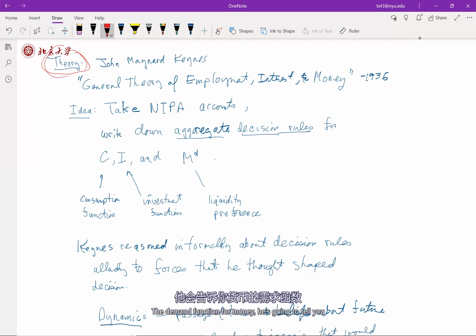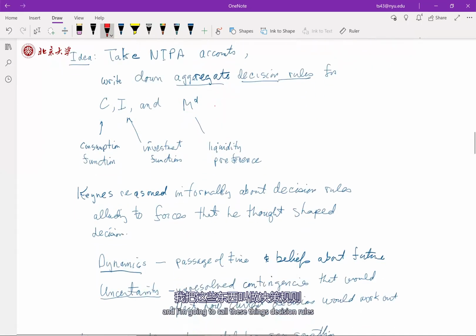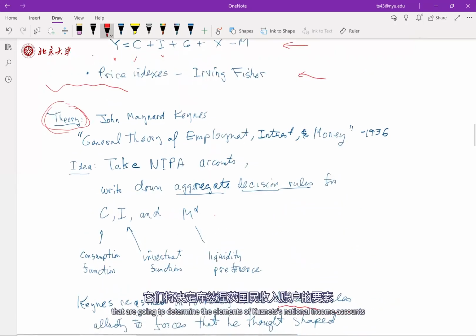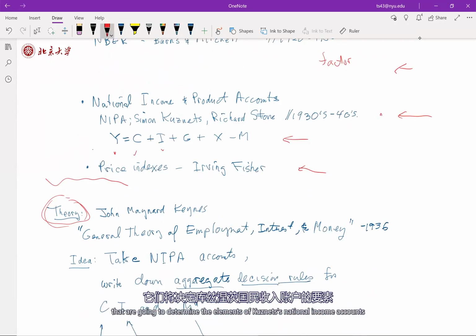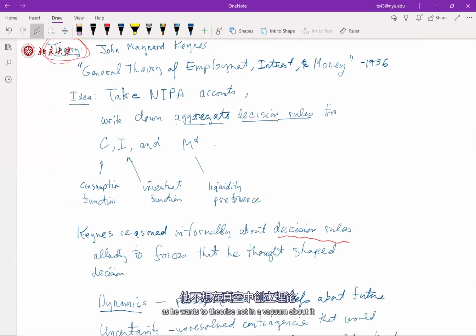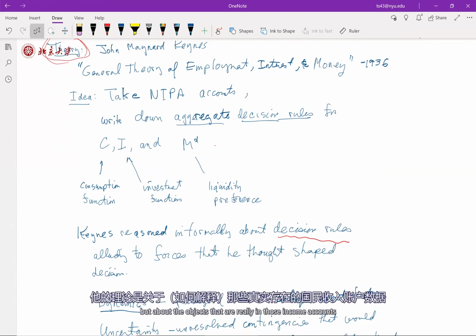That's his consumption function. Demand function for money, he's going to tell you it depends on the price level, the interest rate, and either consumption or output. And he's basically going to write down functions. And I'm going to call these things decision rules because that's what they are. They're theories about the decisions that people in the aggregate are choosing that are going to determine the elements of Simon Kuznets' national income accounts. That's what he's doing. He wants to theorize not in a vacuum, but about the objects that are really in those income accounts.